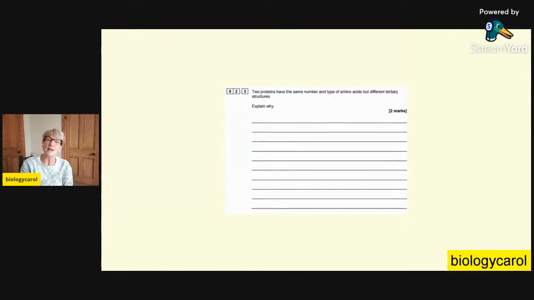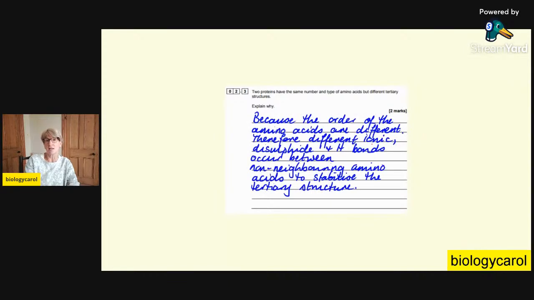2.3, 2 proteins have the same number and type of amino acids, but different tertiary structures. Why on earth would that be? Well, that's because they may have the same number and the same type of amino acids, but those amino acids are in an utterly different order between those 2 proteins. And therefore, as a direct result of that, there would be different ionic, different hydrogen bonds, and different hydrophobic interactions that would occur between non-neighboring amino acids, which would stabilize the tertiary structure.